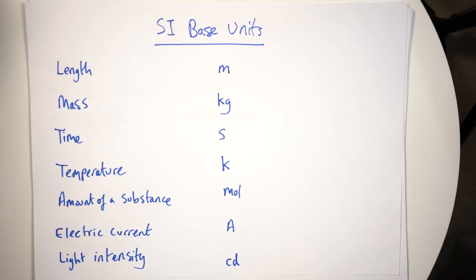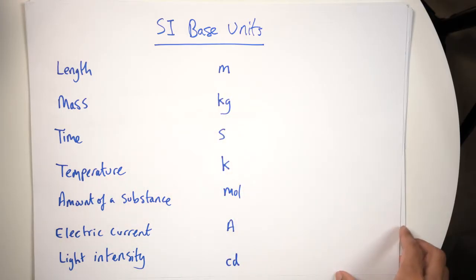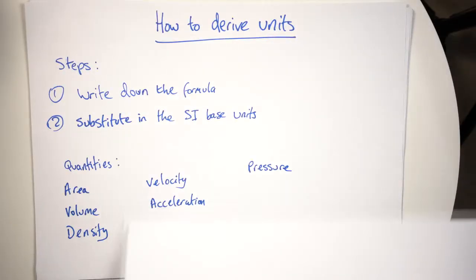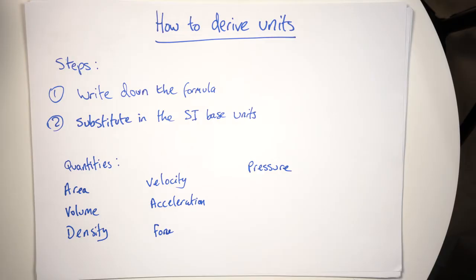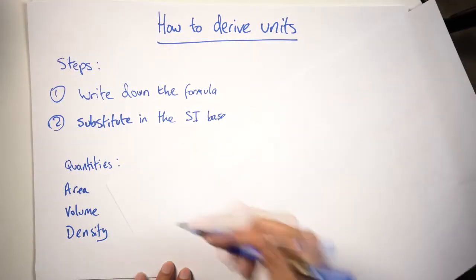And when we're deriving units, they're going to be a function of these base units over here. So we are going to look at these particular quantities. We've got 7 of them: area, volume, density, velocity, acceleration, force and pressure. And as I said, we need to first of all know the formula for each of them, and we'll go over it one by one. So let's first look at area.